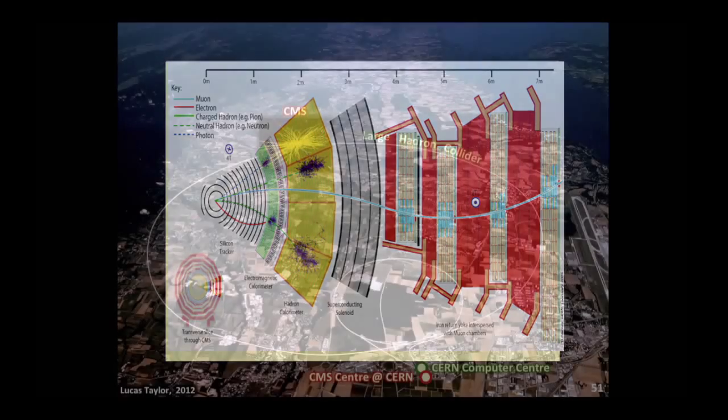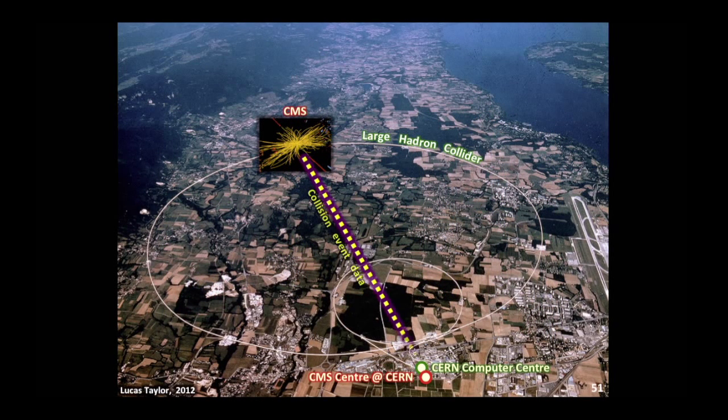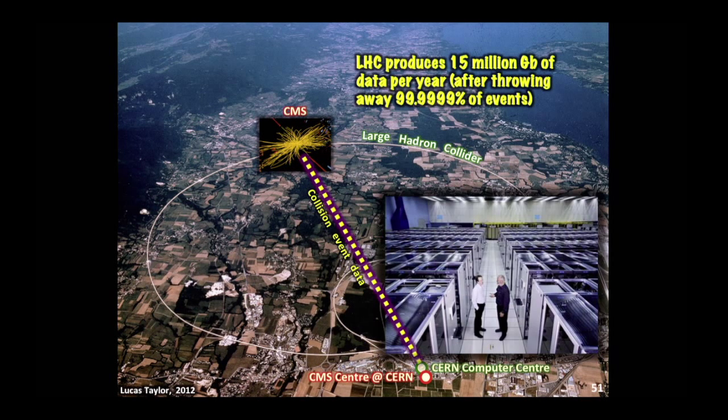Okay. And they have to then send this information to the computer center at the center of CERN, not the physical center, the administrative center. And it's producing 15 million gigabytes of data, even after throwing away almost all of it. You can't process that all in one place.